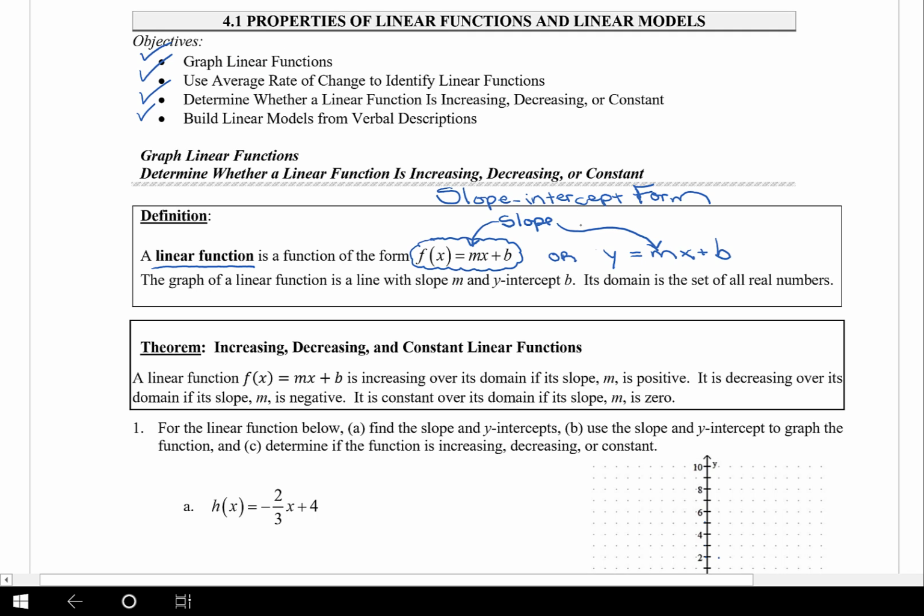But to be a little bit more precise, it's actually not just the y-intercept, it's the y-coordinate of our y-intercept. Because remember, I like to write y-intercepts as ordered pairs. So I'm just going to write that down. b is the y-coordinate of the y-intercept.